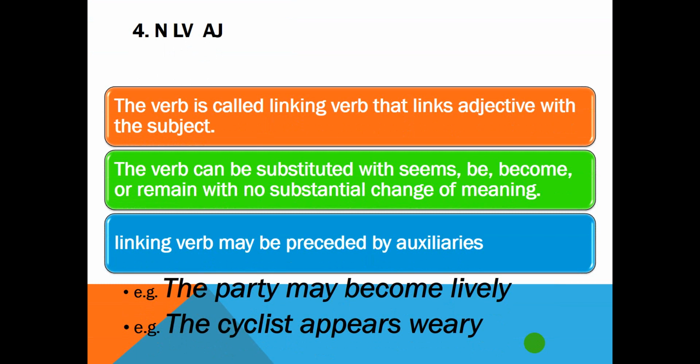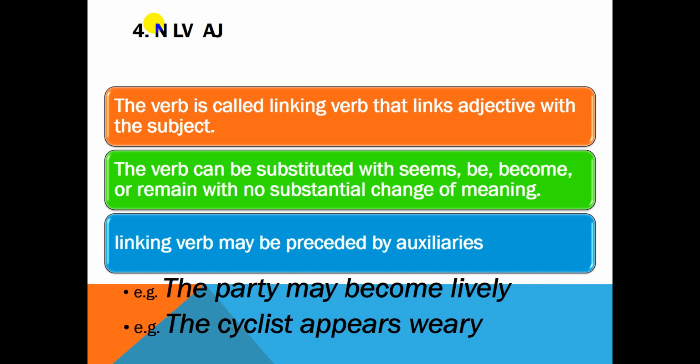Pattern number 4 is noun, verb, linking adjective. The first noun or noun phrase is the subject. The verb is called a linking verb because it links the adjective with the subject. So it links this adjective with the subject.